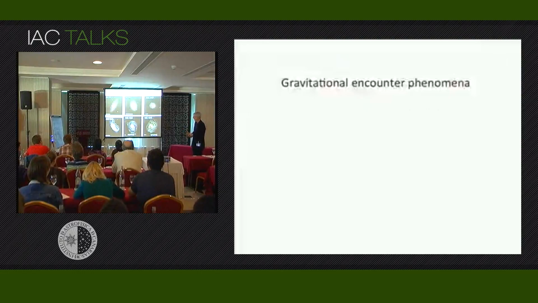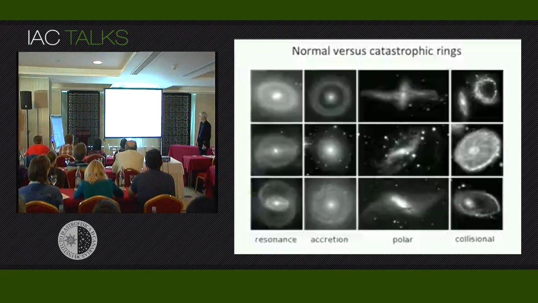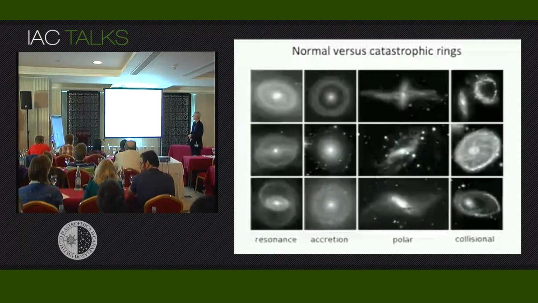Now, let me just say a little bit about gravitational encounter phenomena and these fun categories of rings. Rings are very interesting from a secular evolution point of view. I've put on the left non-catastrophic rings that you can compare with three classes on the right, which I would like to call catastrophic rings, formed by external interactions.